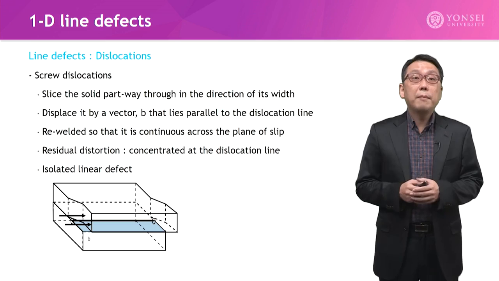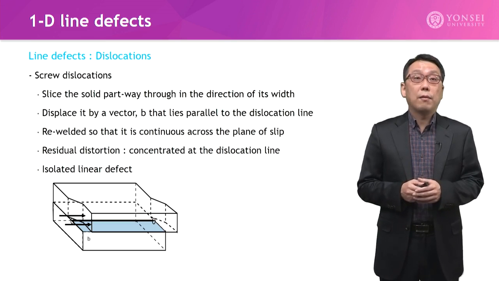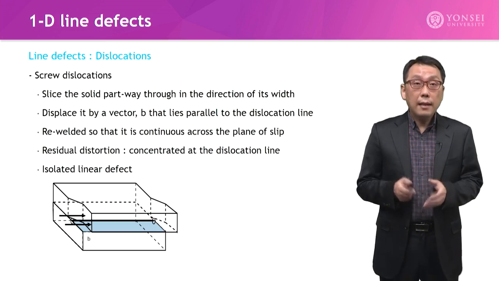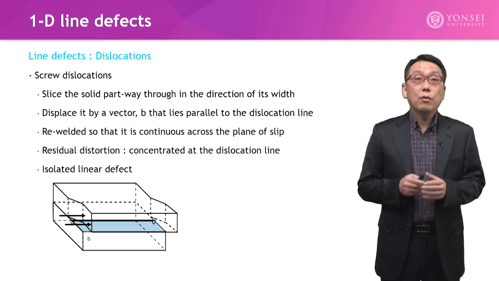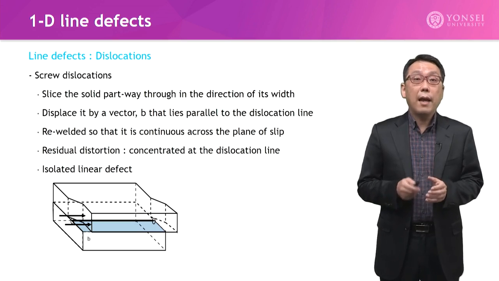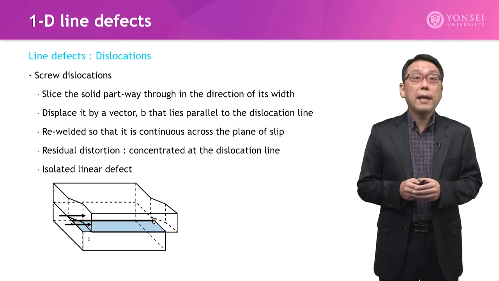A different type of dislocation is the screw dislocation. Let's slice the solid partway through in the direction of its width as shown here, and displace it by a vector B, the Burgers vector, that lies parallel to the dislocation line, and re-weld it so that it is continuous across the plane of slip. You can find residual distortion which concentrates at the dislocation line, and you can also find an isolated linear defect. It is a screw dislocation.